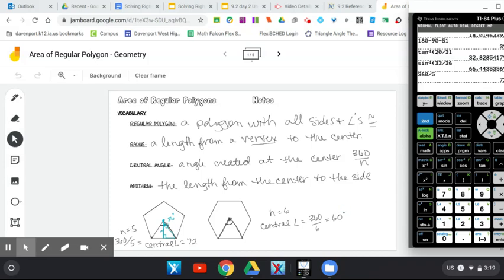Then I drop down from the center to the side, this apothem, which we will label as A. And when I do that, I end up creating this hidden right triangle inside of my polygon, where I end up using half of that angle. So I end up using this angle as 30 degrees, because if the whole thing was 60, I'm only using half of it. Half of 60 is 30.